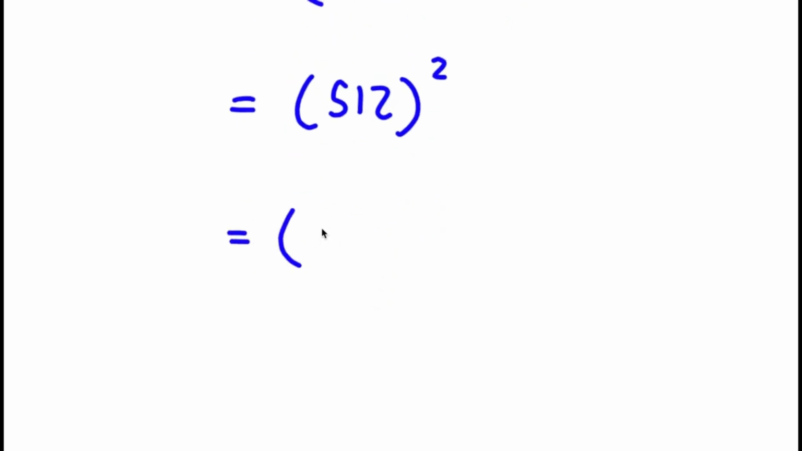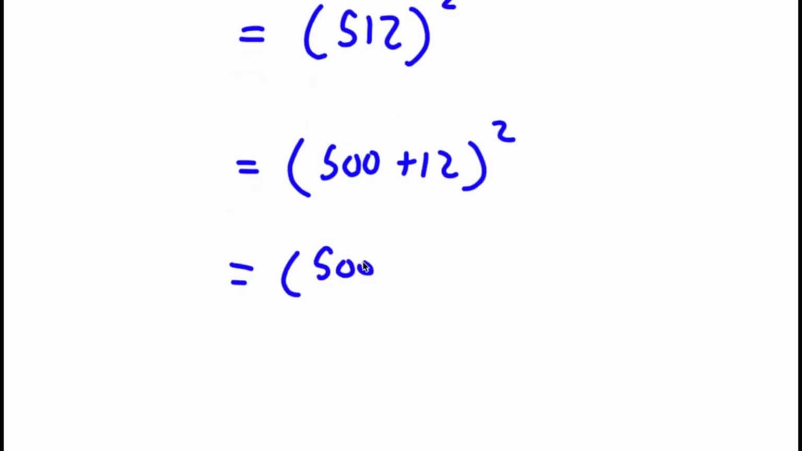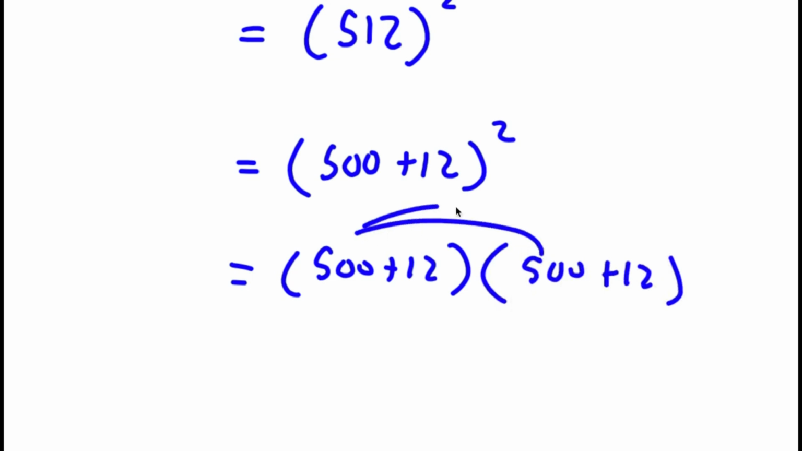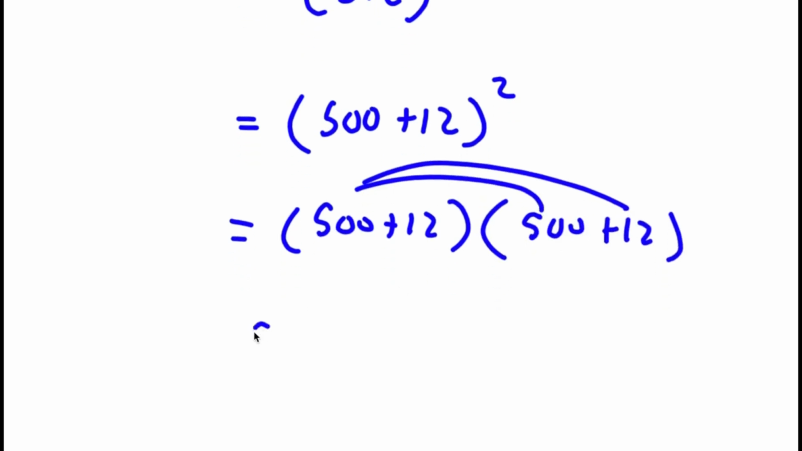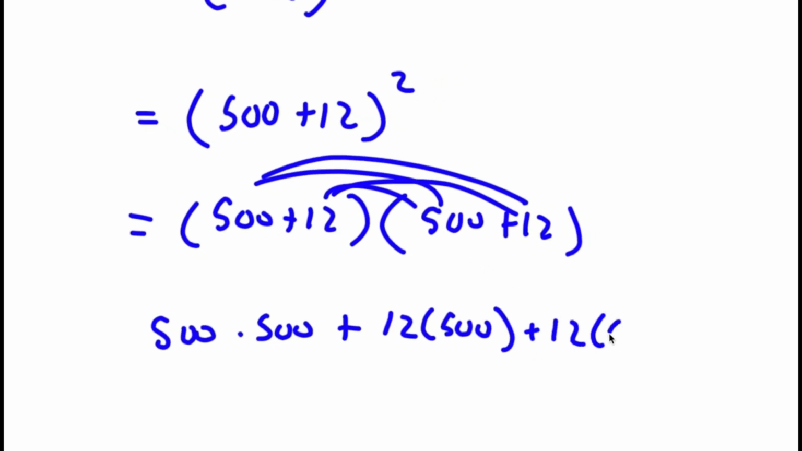512, I'm going to rewrite this as 500 plus 12 to the power of 2. Now this is the same thing as 500 plus 12 times 500 plus 12. So to solve this, I'm going to first start by distributing the 500. So now I have 500 times 500 plus 12 times 500. Now if I distribute the 12, I have plus 12 times 500 plus 12 times 12.